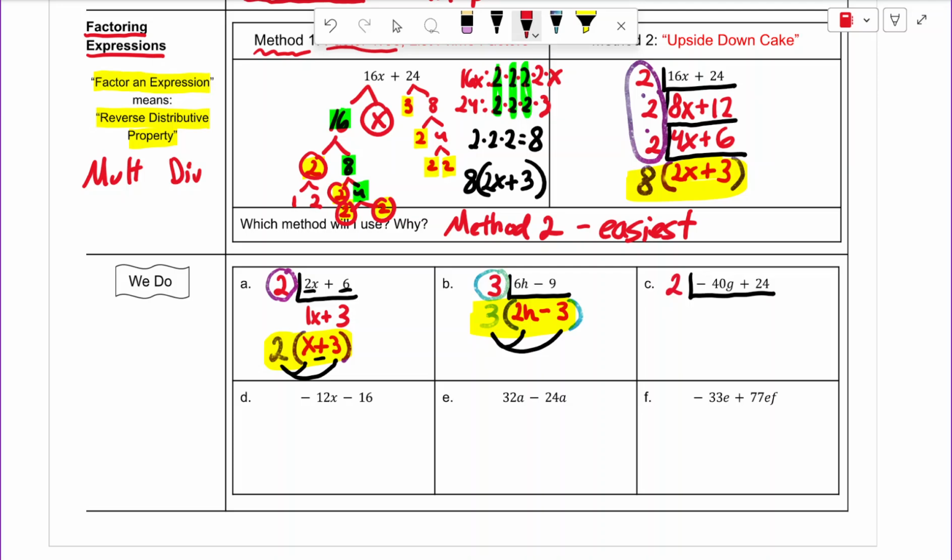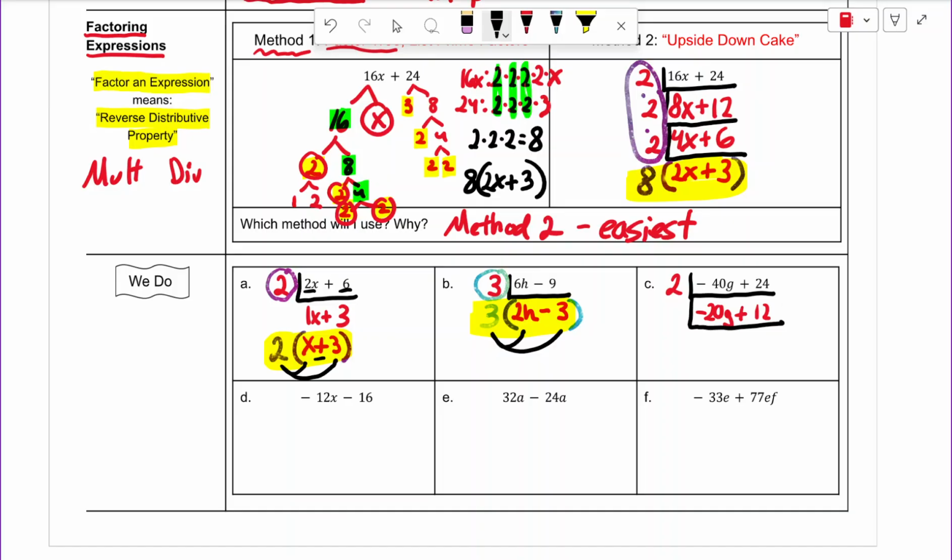Okay, 2 goes into negative 40g. Think about this. A negative divided by a positive is negative 20g. And 24 divided by 2 is 12. Bring down that plus sign. Add another layer because I can take out more. And I know that because they're both even numbers.